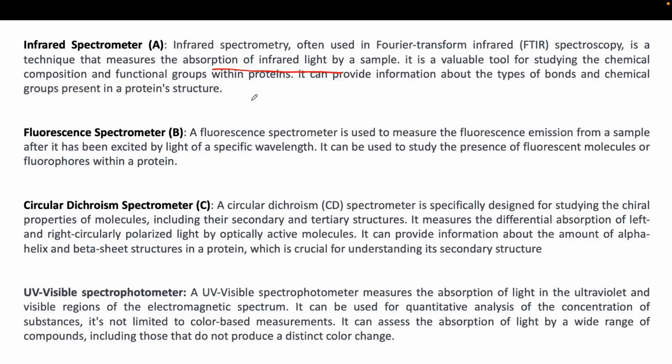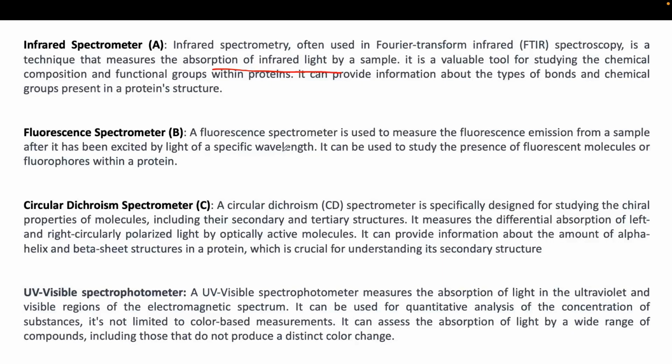It is helpful for identifying the chemical composition of any kind of compound as well as its functional groups. It is mainly helpful in functional group identification. It can provide information about the types of bonds and chemical groups present in the protein structure. Not only protein, but it can also identify the functional groups in carbohydrates and lipids. Then the second one is the fluorescence spectrophotometer.